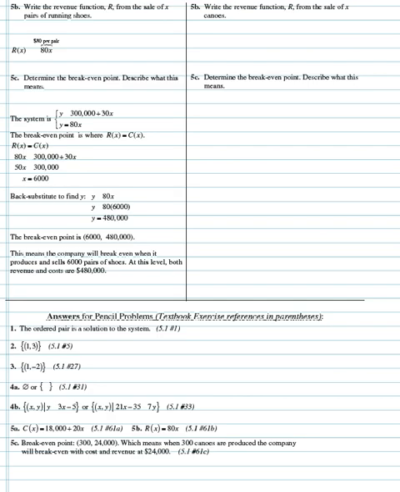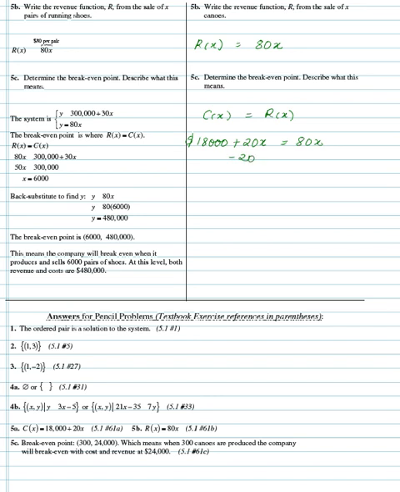The revenue function R of x: if you're selling one canoe for $80, that means you're selling x canoes for 80 times x. Determine the break-even point. They're trying to say that the manufacturing cost should be equal to the revenue, so that you don't go into loss. So the manufacturing cost here is 18,000 plus 20x, and that's equal to 80x.